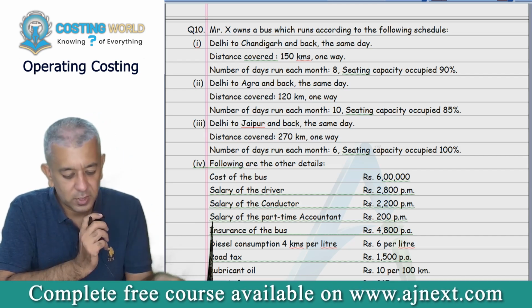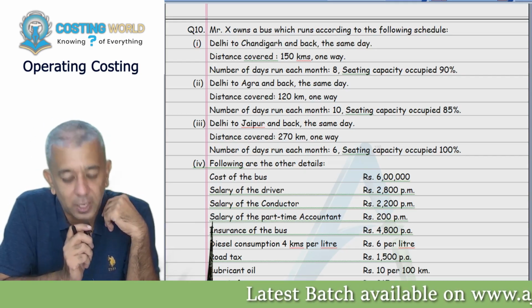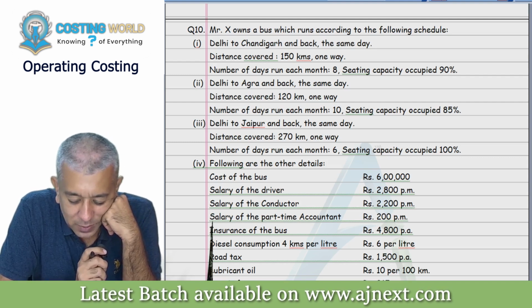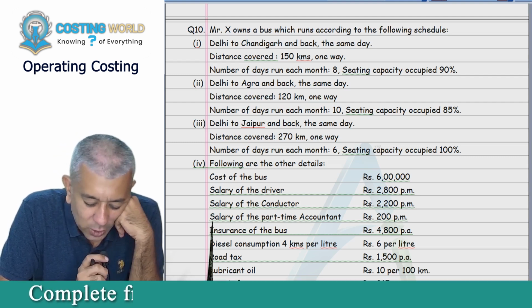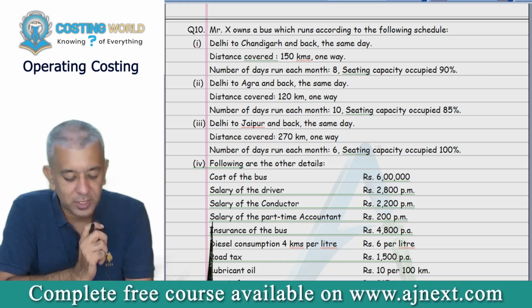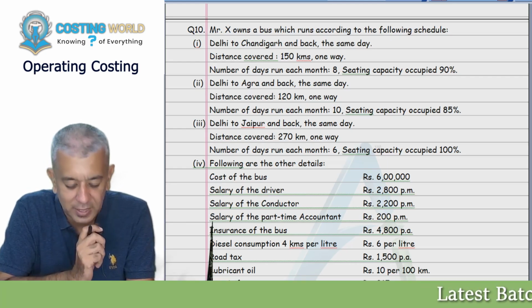Then the next one. Delhi to Agra and back the same day. Distance covered 120 kilometers one way. Number of days run each month, that is 10. Seating capacity occupied, that's 85%. Delhi to Jaipur and back the same day. Distance covered 270 kilometers one way. Number of days run each month, that is 6. Seating capacity occupied, that is 100%.